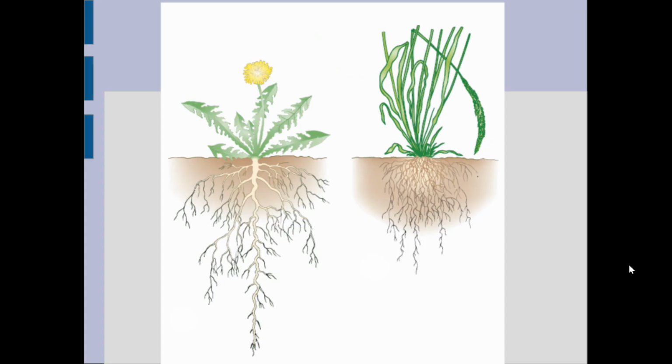And fibrous root systems form in plants in which the embryonic root is short-lived. The root originates from the embryonic root and later from the stem tissue.